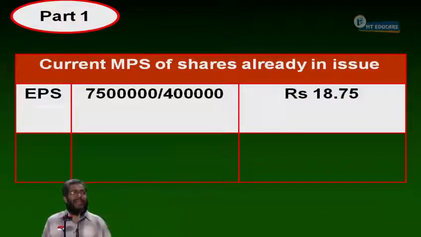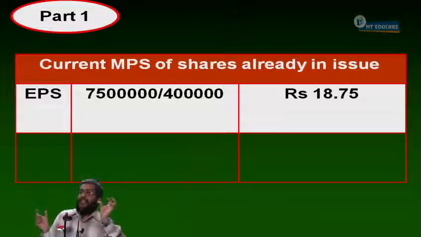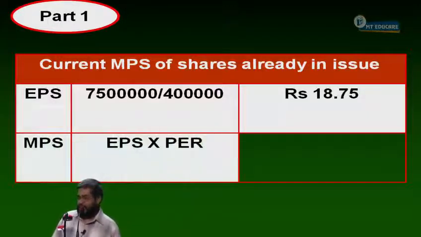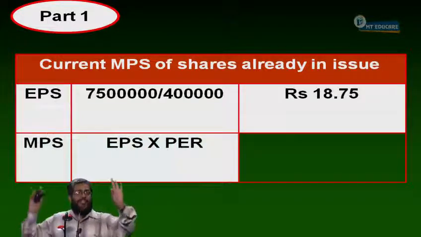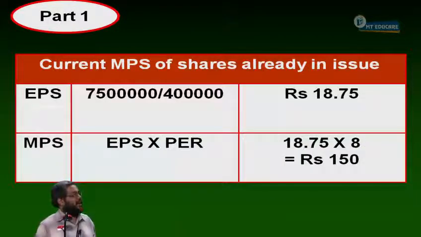What is the formula for PE ratio? PE ratio is equal to what? MPS by EPS. Then what is MPS? EPS into PE ratio. Accept or not? So in this case, the market price per share is earnings per share into PE ratio. What is the earnings per share? 18.75. What is the PE ratio? 8 times. What is the market price per share? 150 is one way of understanding the market price per share.